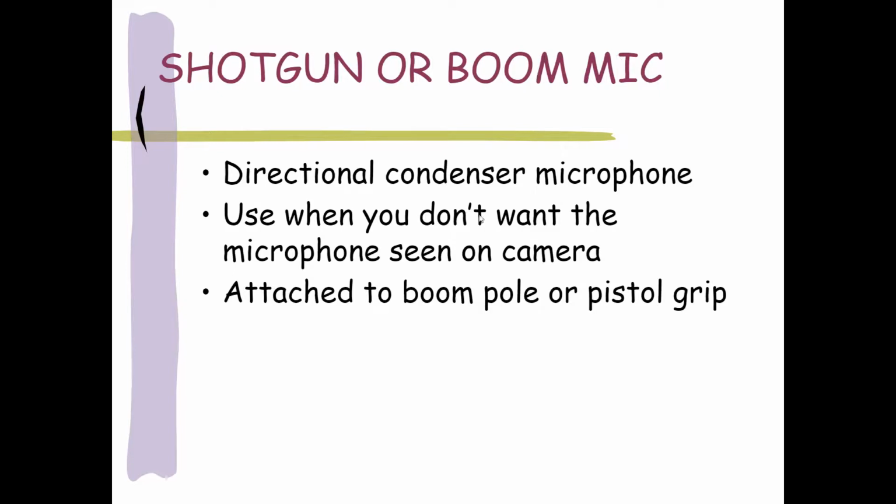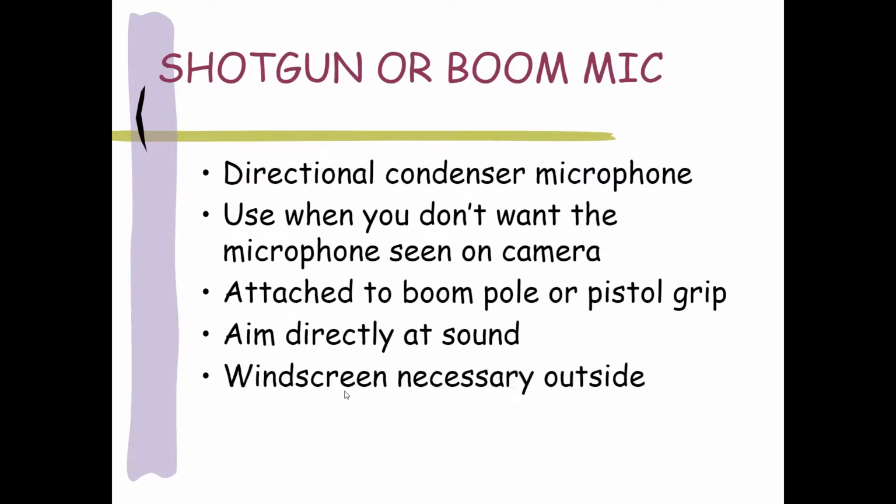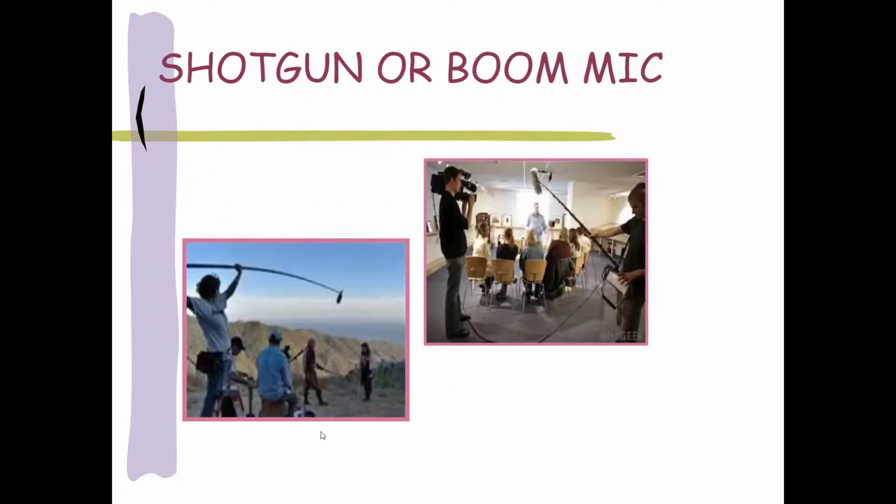That's where we get the name boom mic, boom pole. And you aim the microphone directly at the sound because it's directional. Windscreen is necessary when you go outside. Now, a windscreen is what protects the microphone from wind hits. If you ever listen to some sound and you have these horrible wind sounds, and your sound is unusable, probably you didn't use a windscreen. We don't necessarily hear wind all the time, but your microphone will. So when you go outside, use a windscreen.